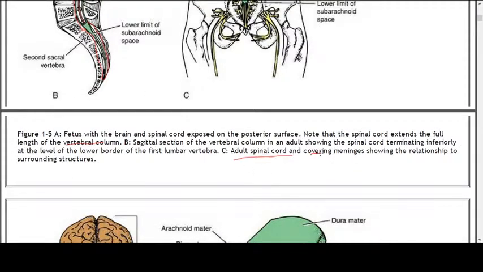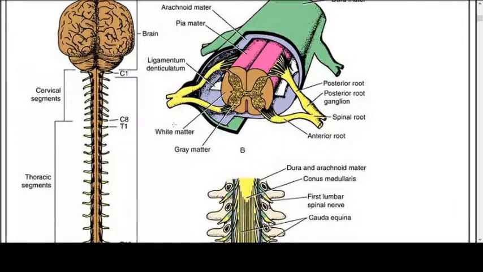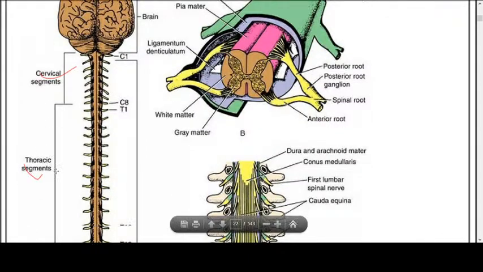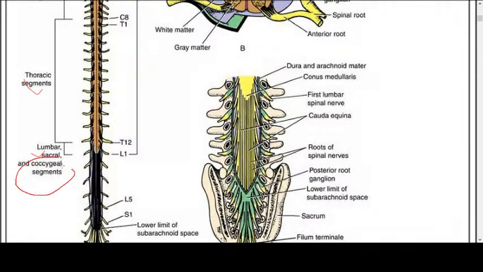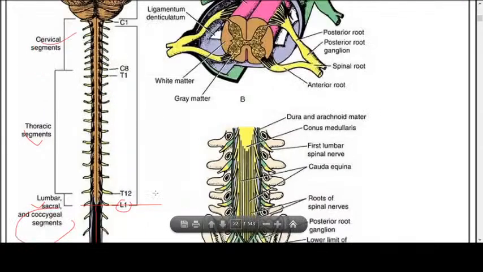Here is the spinal cord and covering meninges, showing the relationship to the surrounding structures. This is the cervical segment, this is the thoracic segment, and this one is the lumbosacral and coccygeal segment. This is the extent of the spinal cord up to the L1 level in the case of an adult. The straight line is the filum terminale, and it extends up to the coccyx bone. This one is L5, S1, S5, and Co1. This is the filum terminale.